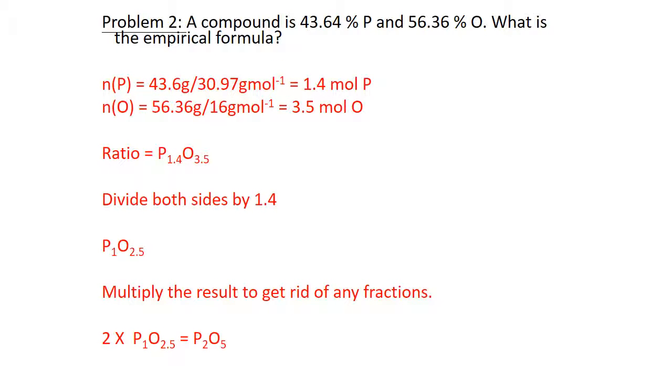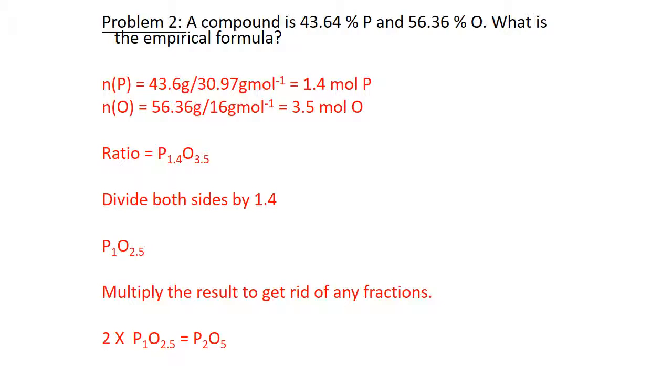So let's see if we've got this down pat. A compound is 43.64% phosphorus and 56.36% oxygen. What is the empirical formula? Again, pause the video and we'll go through it. Okay, let's see if we've got the right answer. Converting to 100 grams and dividing by the molar mass, we get 1.4 moles of phosphorus and 3.5 moles of oxygen.